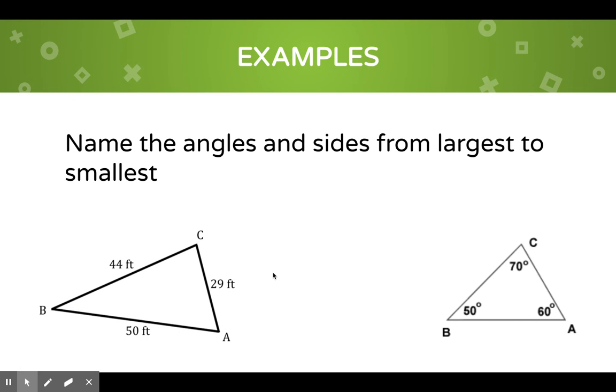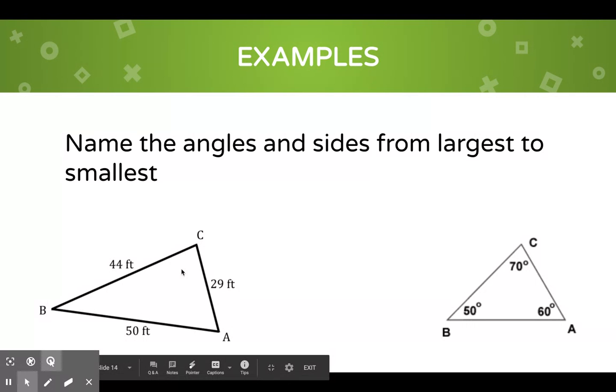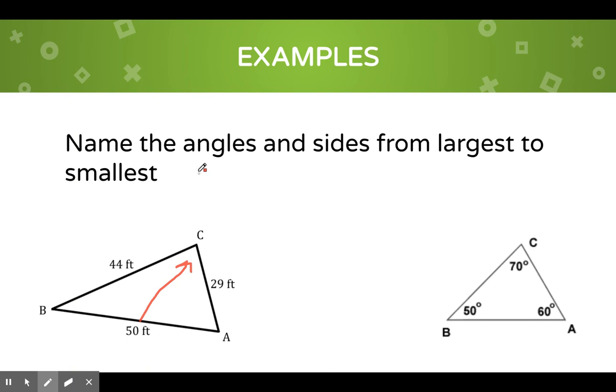So name the angles and sides from largest to smallest. Here in this example, we are given all of the side lengths. So that means we can figure out what the angles are. So what's the biggest side length? The biggest side length here is 50. So that means the angle opposite of 50 is C. So that means from largest to smallest, angle C is the biggest. All right, between 44 and 29, 44 is obviously bigger than 29. Opposite from 44 is angle A. Angle A is going to be the middle-sized angle. And 29 is the smallest side length, and opposite of 29 is angle B. So that means angle B is going to be the smallest.